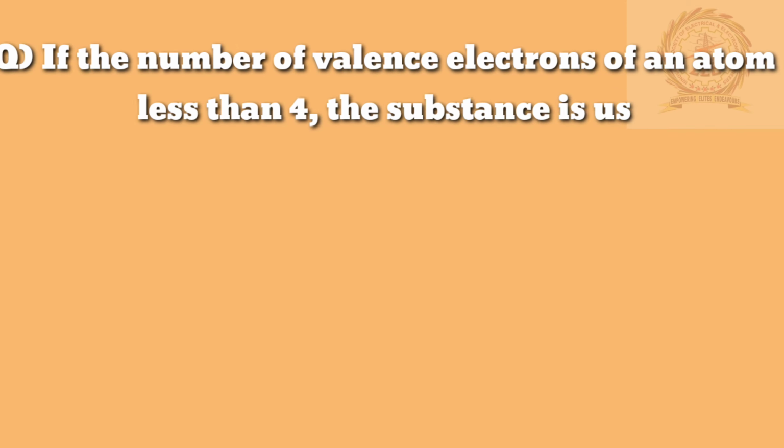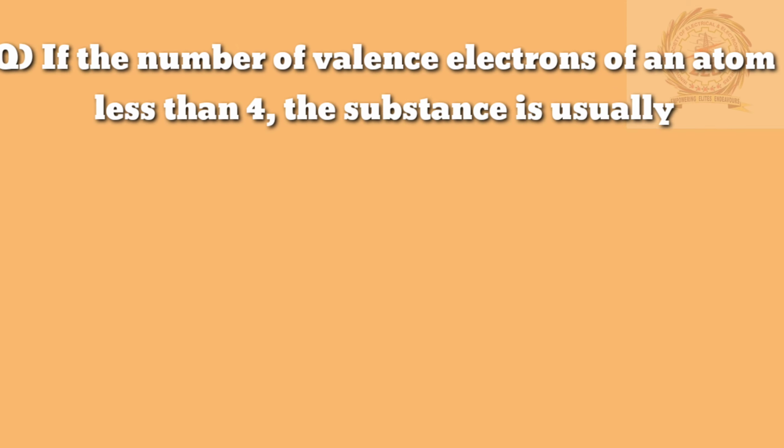If the number of valence electrons of an atom is less than 4, the substance is usually A. Semiconductor, B. Insulator, C. Conductor, D. None of the above. Answer is C. Conductor.